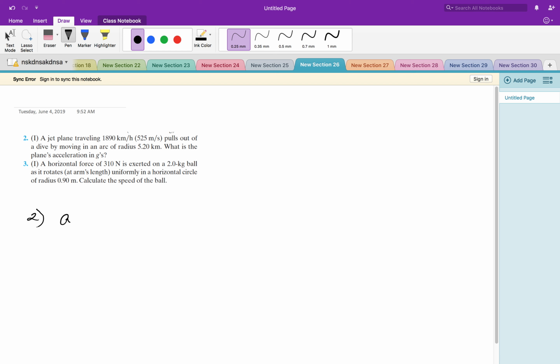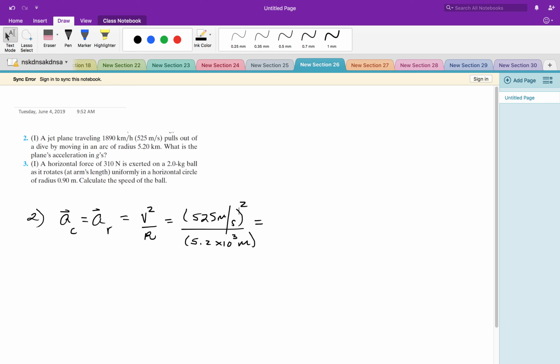But basically what we want to look for here is the centripetal acceleration. We don't need the force. This is also interchangeably called the radial acceleration. And this is just equal to v squared over r here. And so we could basically just plug this in. So this is going to be 525 meters per second. And our radius here is 5.2 kilometers. We obviously have to put that into meters. So that's 5.2 times 10 to the 3 meters. And this is this quantity squared. So let's go ahead and do that. So 525 squared divided by 5.2 times 10 to the 3. And when I do that on my calculator, I get 53 meters per second squared.